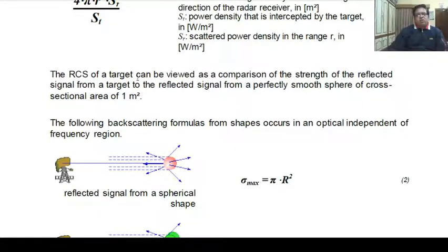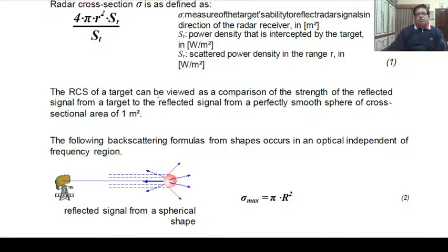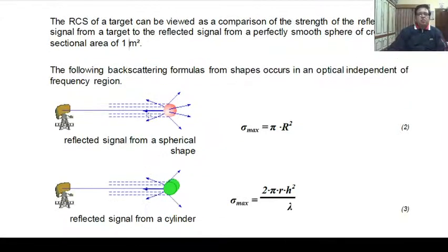The RCS of a target can be viewed as a comparison of the strength of the reflected signal from a target to the reflected signal from a perfectly smooth sphere of cross-sectional area 1 meter square. From here we can easily define this: the RCS of a target can be viewed as a comparison of the strength of the reflected signals from a target to the reflected signal from a perfectly smooth sphere of cross-sectional area 1 meter square.